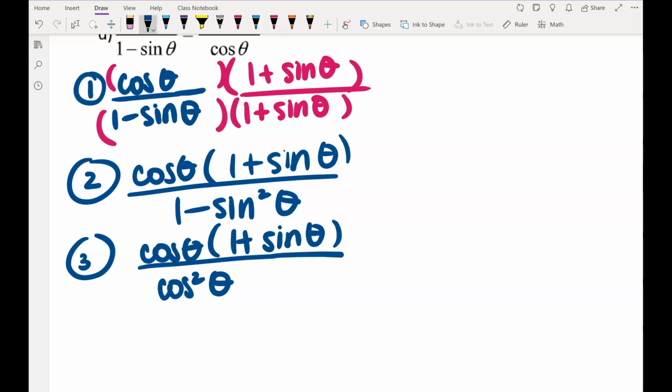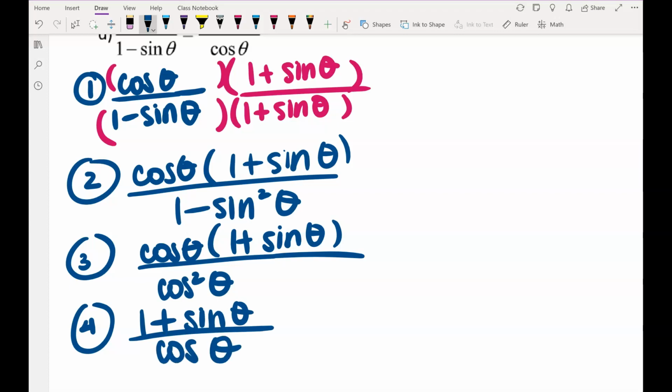Then I rewrote it as 1 plus sine theta over cosine theta. Right, one of the cosines will reduce, so now on the top we have this, and then cosine theta remains. Is that our goal?